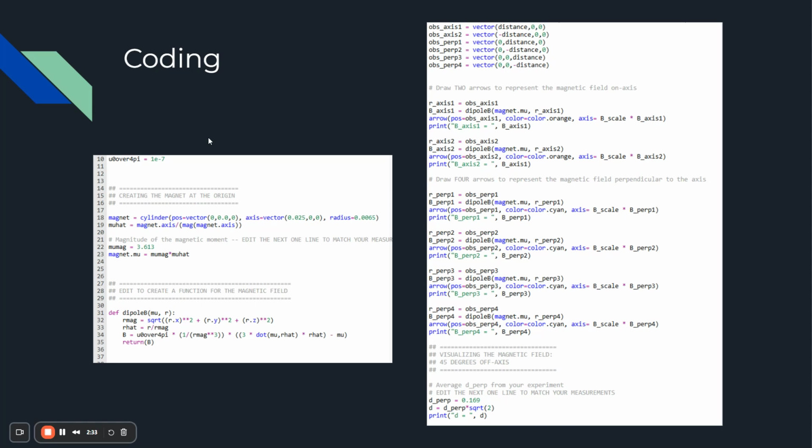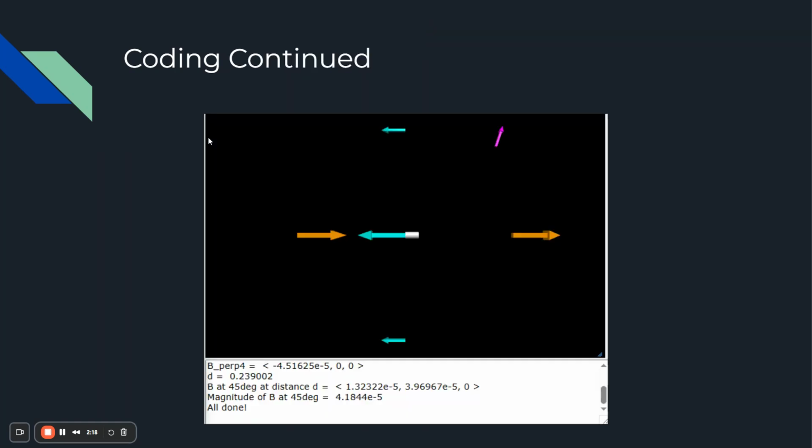Here I programmed the equations for the magnetic field due to a dipole to calculate the expected values for both on-axis and off-axis positions. GlowScript also let me visualize the field with arrows showing direction and strength at different points in space.